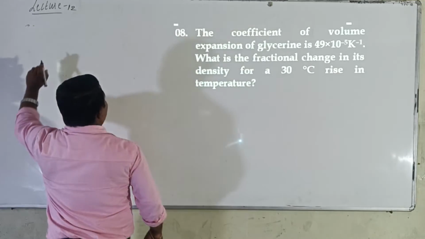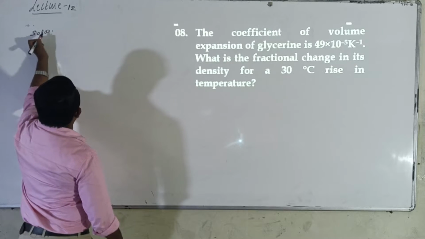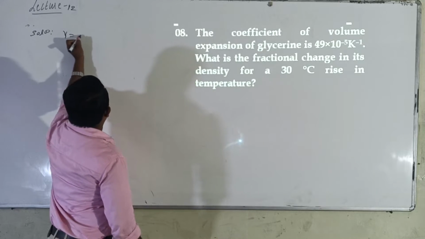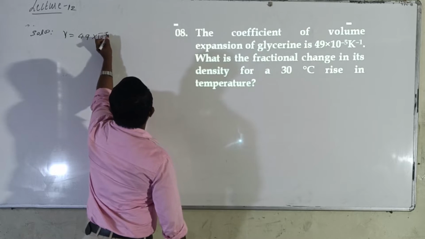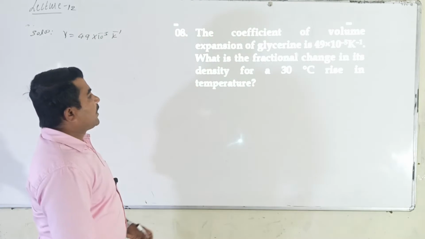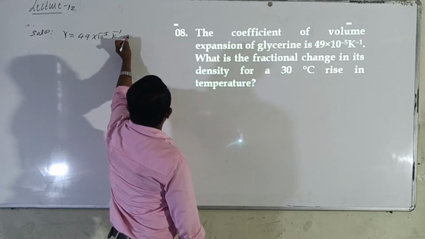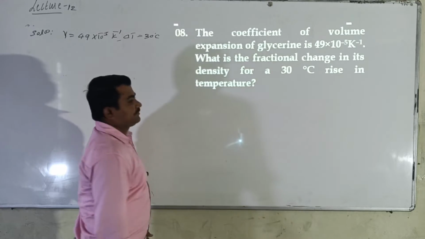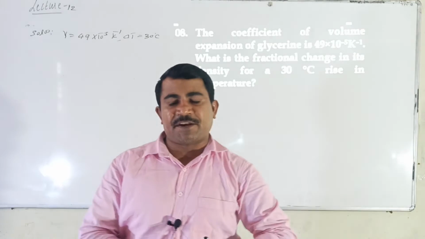Here the coefficient of volume expansion, gamma, is 49 into 10 raised to minus 5 per Kelvin. What is the fractional change in density for a rise in temperature of 30 degrees Celsius? Right? Fractional change in density is what I need.